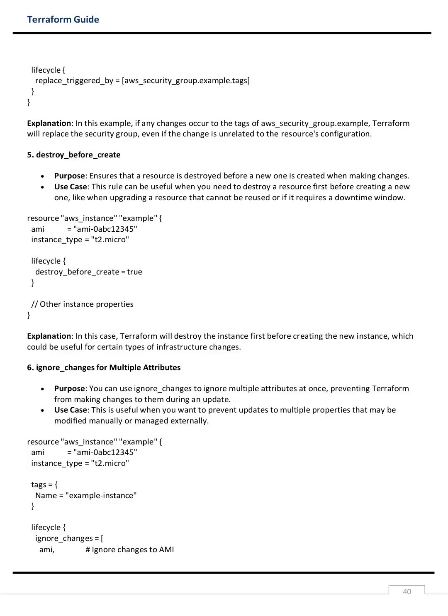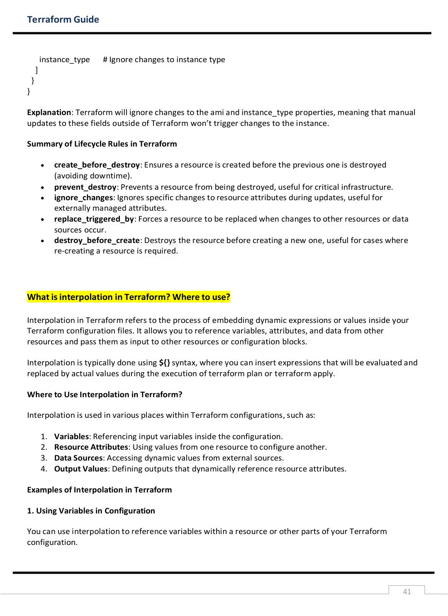6. Ignore changes for multiple attributes. Purpose: you can use ignore_changes to ignore multiple attributes at once, preventing Terraform from making changes to them during an update. Use case: this is useful when you want to prevent updates to multiple properties that may be modified manually or managed externally. Resource aws_instance example, lifecycle, ignore_changes to ami and instance_type. Explanation: Terraform will ignore changes to the AMI and instance type properties, meaning that manual updates to these fields outside of Terraform won't trigger changes to the instance.